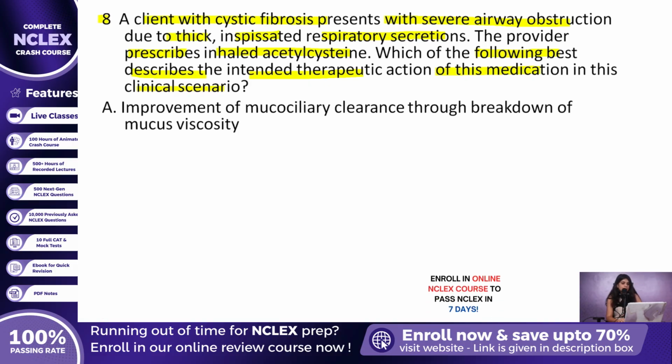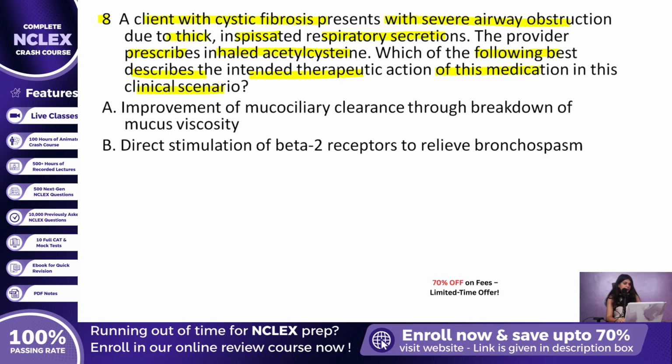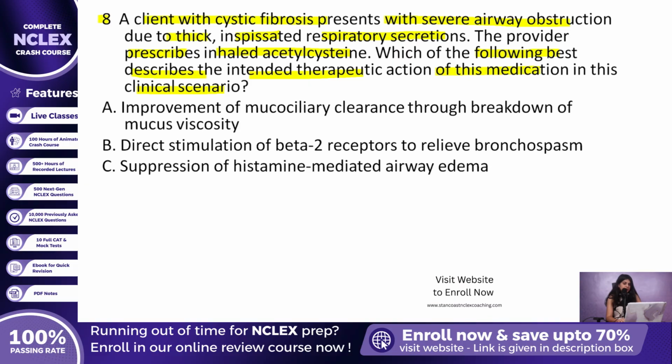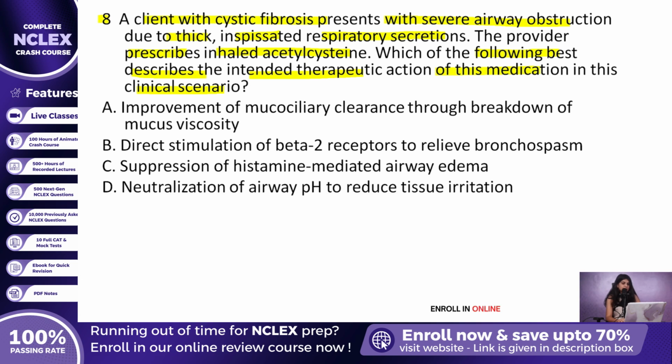Option A, improvement of mucociliary clearance through breakdown of mucus viscosity. Option B, direct stimulation of beta-2 receptors to relieve bronchospasm. Option C, suppression of histamine-mediated airway edema. Option D, neutralization of airway pH to reduce tissue irritation. Now let us analyze what acetylcysteine is truly designed to do in this respiratory context.